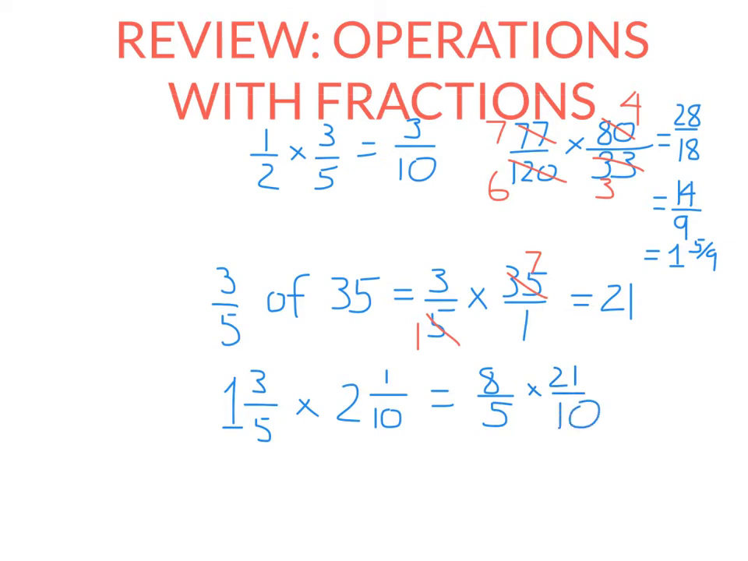So, to make this a little easier, 8 and 10 have a common factor of 2. So I can go 4 times 21 is 84. 5 times 5 is 25. So to make this a mixed number, 25 goes into 84 3 times, remainder 9. And then we're done. All right, let's now have a look at division, which is very similar.